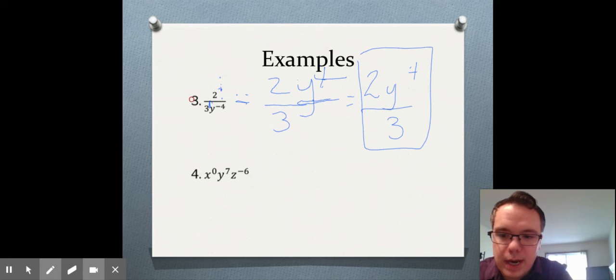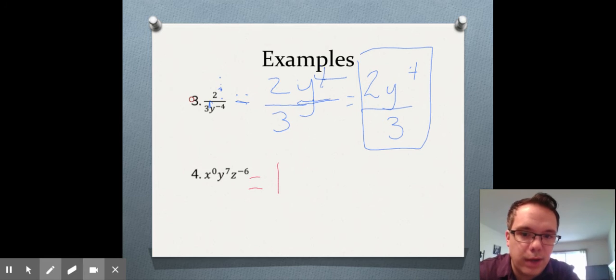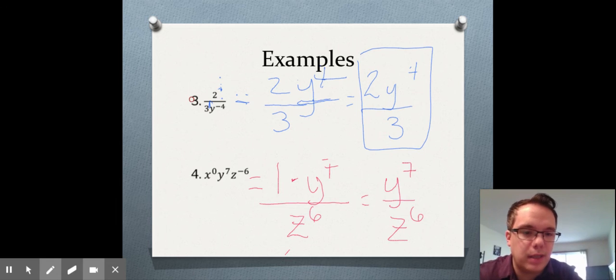All right, last example. We have x to the 0, y to the 7th, z to the negative 6. So our x to the 0 is going to go to 1. Our y to the 7th is a positive power, so it's going to stay on top. And now we're going to have a bottom of the fraction because we're going to move our z down so that our z to the negative 6 can become z to the 6th. 1 times y to the 7th is just y to the 7th. And so our z to the 6th stays on the bottom. So we have y to the 7th over z to the 6th.